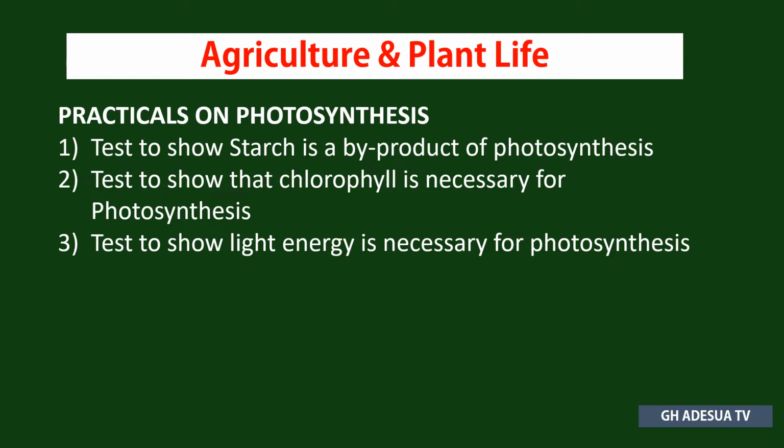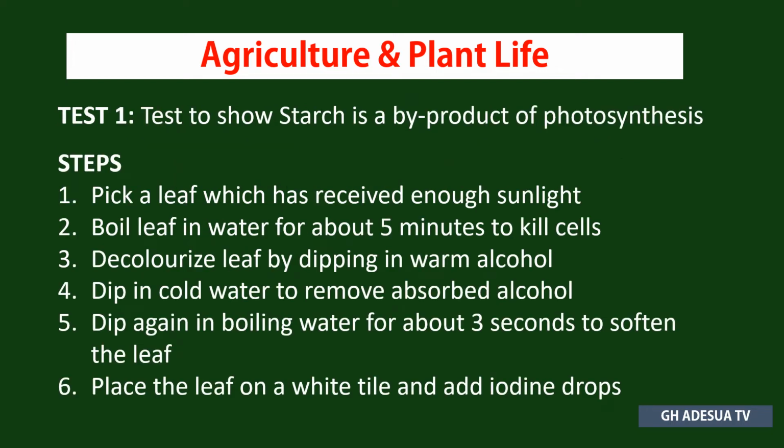Now, practically we can check if these factors we are talking about are real. So we'll have some practicals. The first one is a test to show that starch or glucose is a byproduct of photosynthesis. The next will be to test to show that chlorophyll is necessary for photosynthesis. And then the final test is to show light energy as being necessary for photosynthesis. Now the first experiment is to show that starch is a byproduct of photosynthesis.